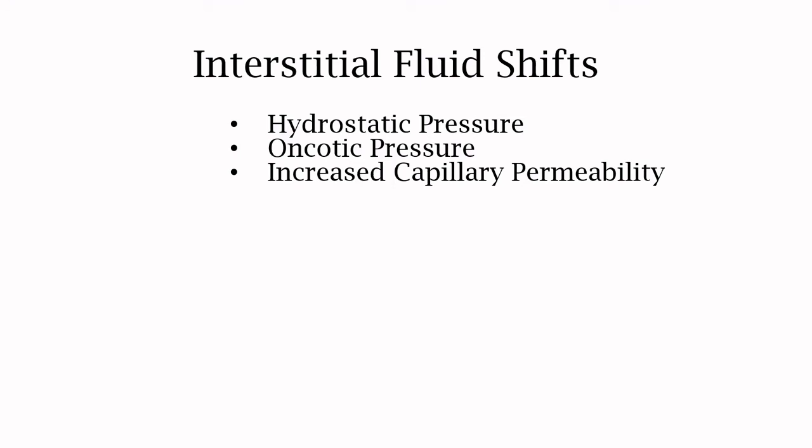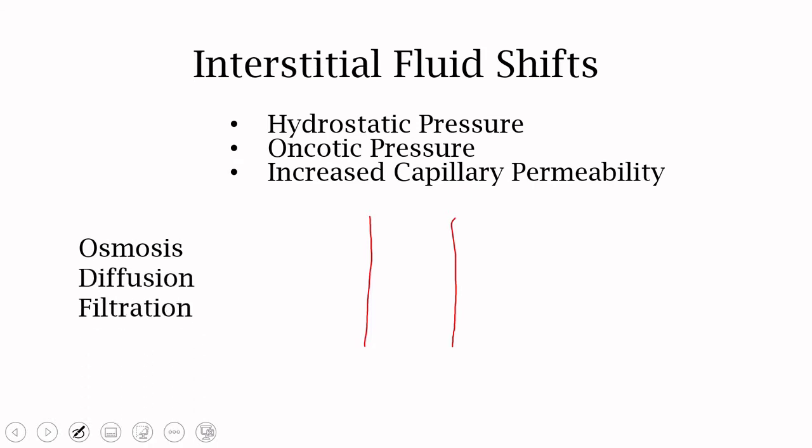We're going to talk about interstitial fluid shifts, and that's going to include an overview of hydrostatic pressure, oncotic pressure, and increased capillary permeability. The first thing we need to think about is that the capillaries are comprised of endothelium. Endothelium is very important for maintaining homeostasis. One of its jobs is to regulate what goes in and out of this semi-permeable capillary membrane. It does this through processes like osmosis, diffusion, and filtration.